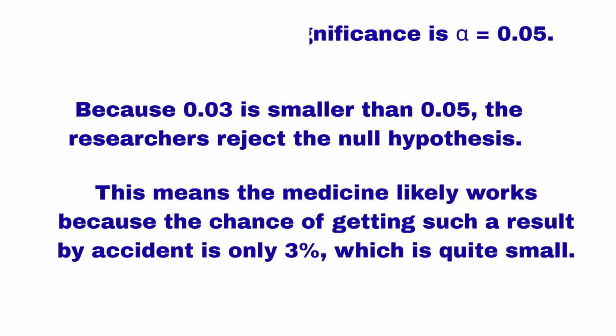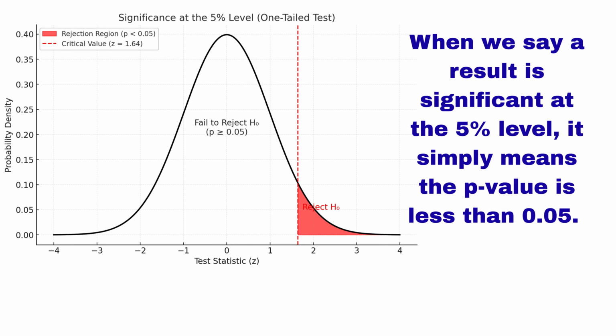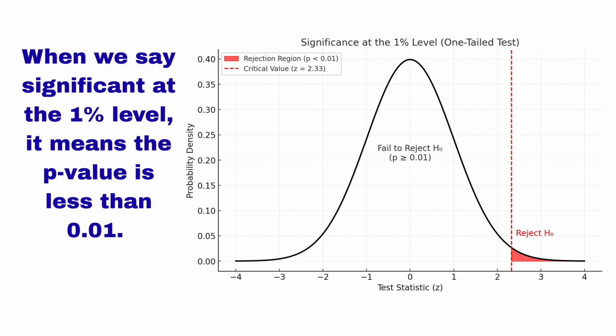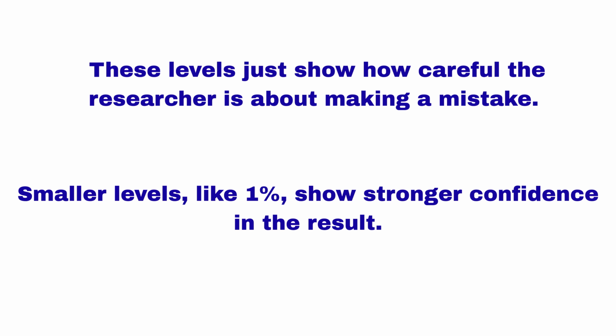is quite small. When we say a result is significant at the 5% level, it simply means the p-value is less than 0.05. When we say significant at the 1% level, it means the p-value is less than 0.01. These levels just show how careful the researcher is about making a mistake. Smaller levels, like 1%, show stronger confidence in the result.